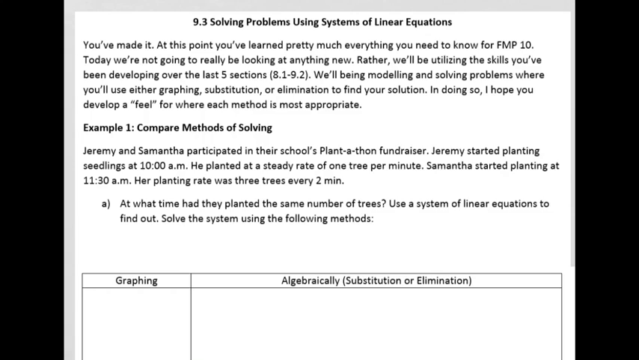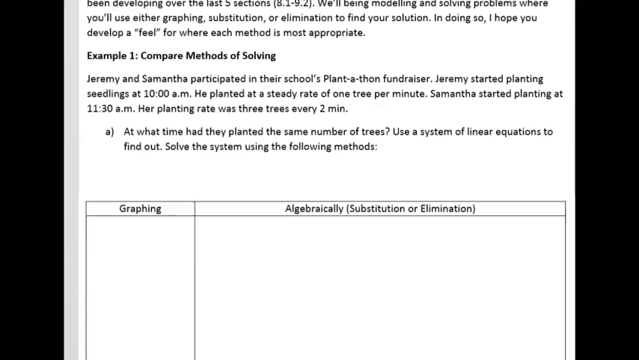Hopefully in doing so you'll develop a feel or an intuition for when you should use the different methods. You can use any method for any system, but sometimes it's more productive to use one rather than the other. So let's get right to it.